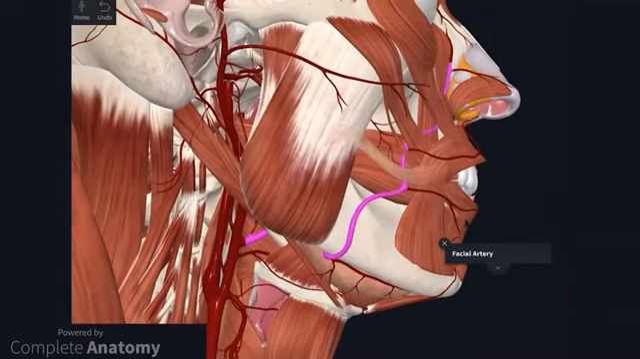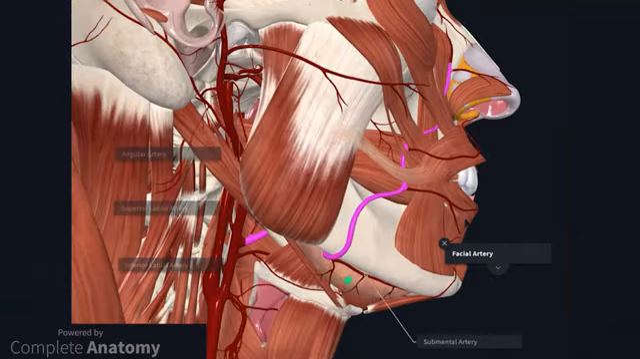The facial artery, in my opinion, is one of the easier branches to identify because it usually has a distinctive tortuous appearance. It passes deep to the submandibular gland and courses across the body of the mandible. It is often quite easy to see this artery in the lab. Before it passes deep to the submandibular gland, the ascending palatine and tonsillar arteries arise, the latter of which is the primary blood supply to the palatine tonsils.